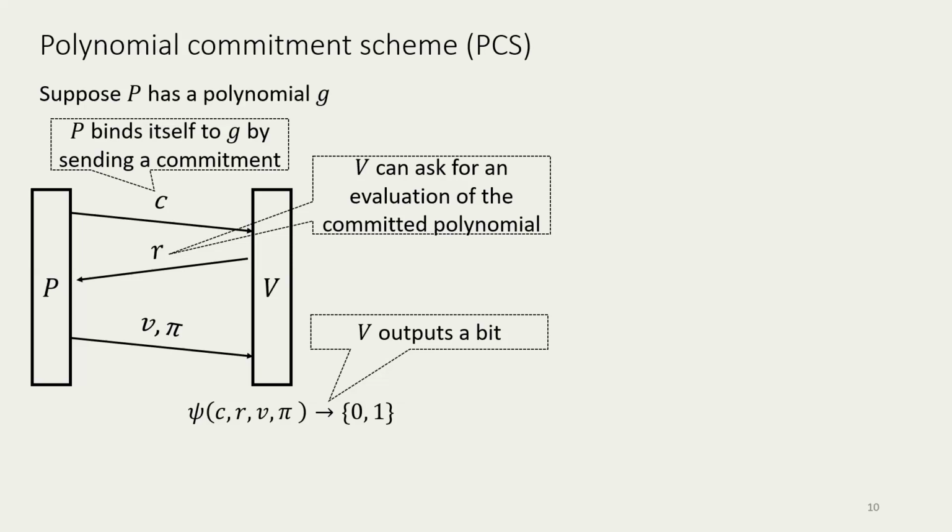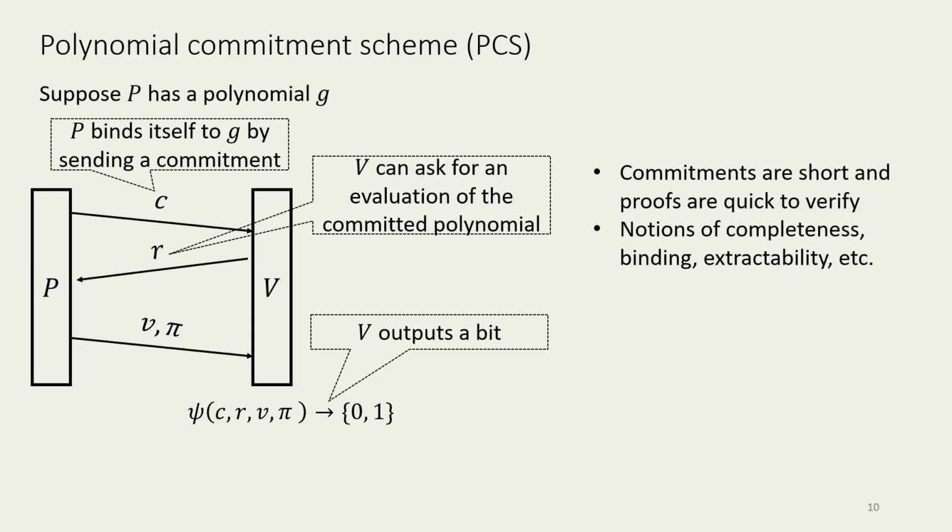It turns out that this is exactly the primitive that we need to turn a polynomial IOP into a succinct argument. There are a couple of things that this scheme provides: the commitments that the prover sends are short, and the proofs that are sent by the prover are also short and quick to verify. And it provides some standard notions like binding and extractability.